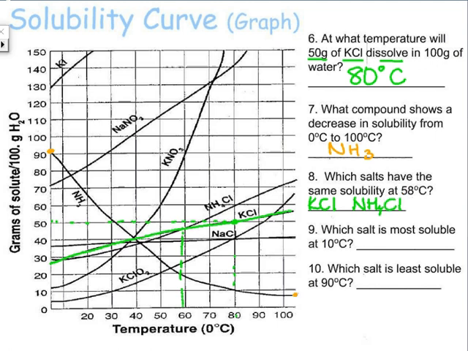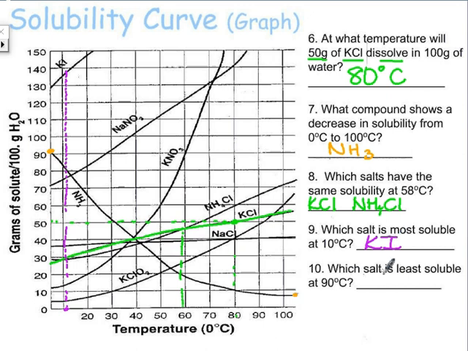All right, which salt is the most soluble at 10 degrees Celsius? So I find 10 degrees Celsius, and I see which one is the most soluble, so I trace it up and I see which one is the highest, or which contains the most solute. And I see way up here that KI, potassium iodide, is the most soluble at 10 degrees Celsius.